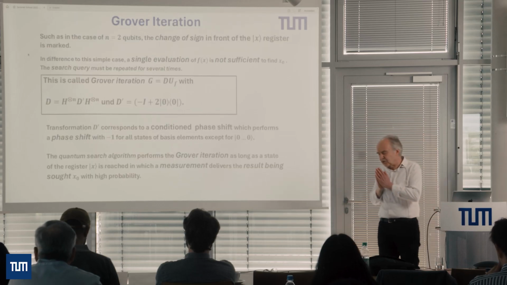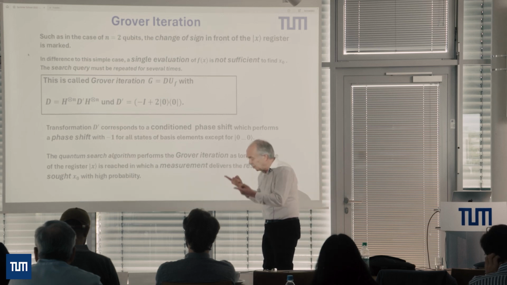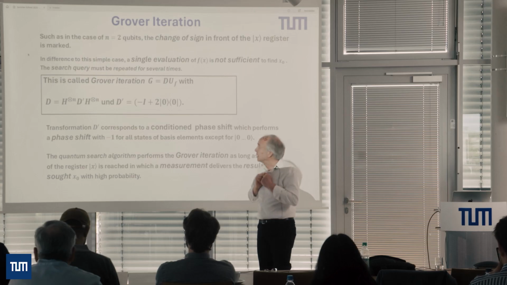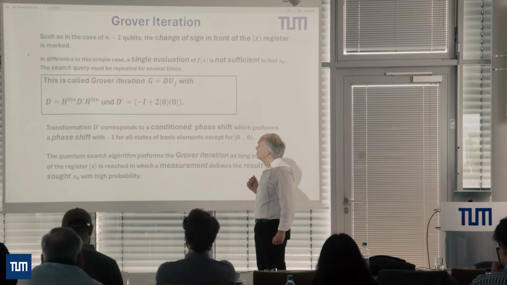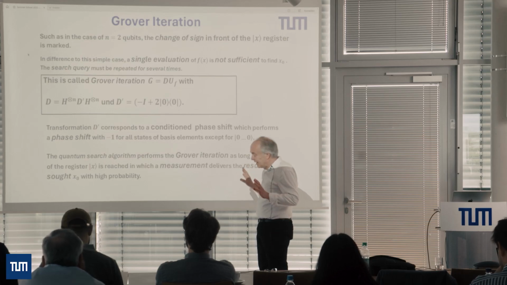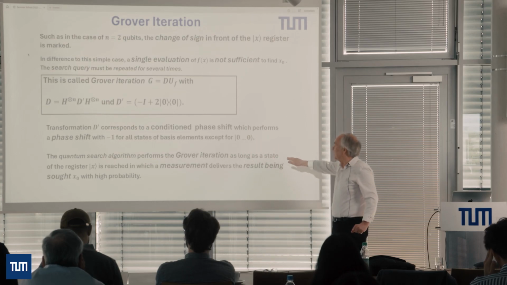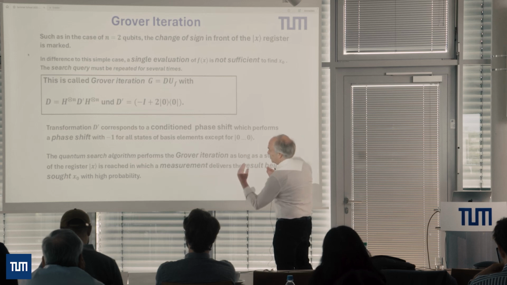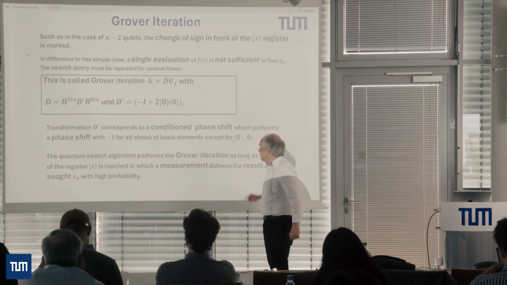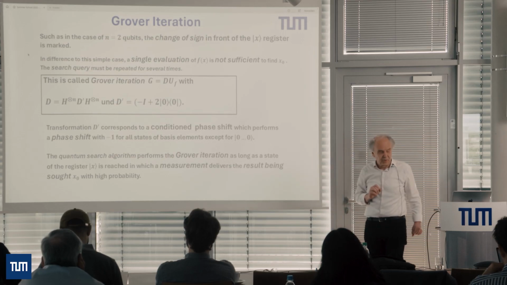And in the end, it turned out that in the general case, not only one application of the oracle function is sufficient, but you need more of these applications. That is the so-called Grover iteration. And to make a long story short, the quantum algorithm performs the Grover iteration until the state of the register x, you remember x and y, the input, is reached, in which a measurement delivers the result being sought, namely x0, with high probability.